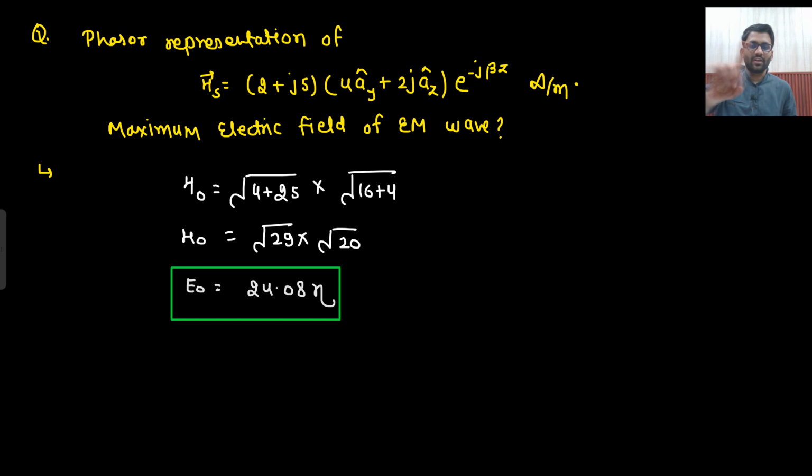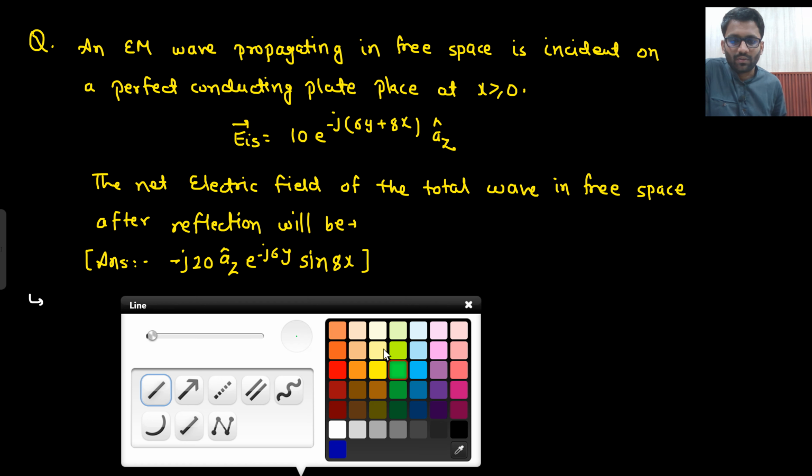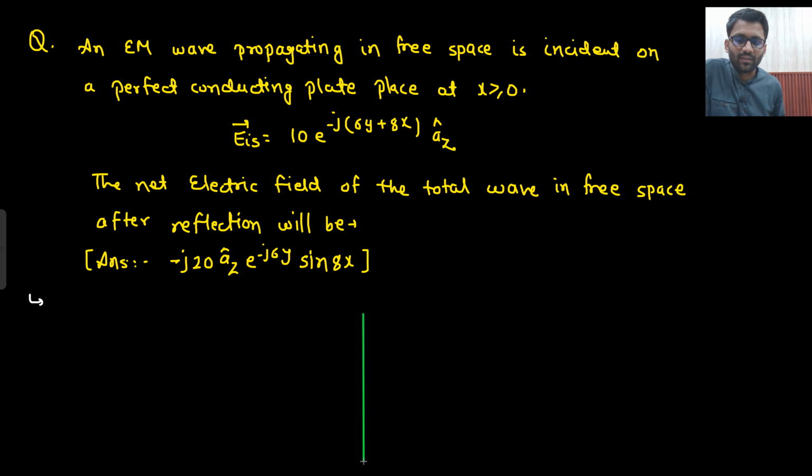Right? Let's see this question. What we need to find? An EM wave propagating in free space is incident on a perfect conducting plate. It would be a plate at x greater than 0. That doesn't matter, x greater than 0 or what. So this is our boundary, which is x equals 0. This is our perfect conducting plate. This is your conductor.